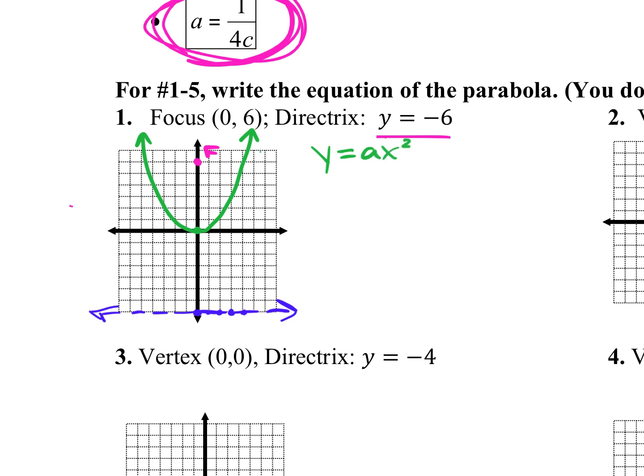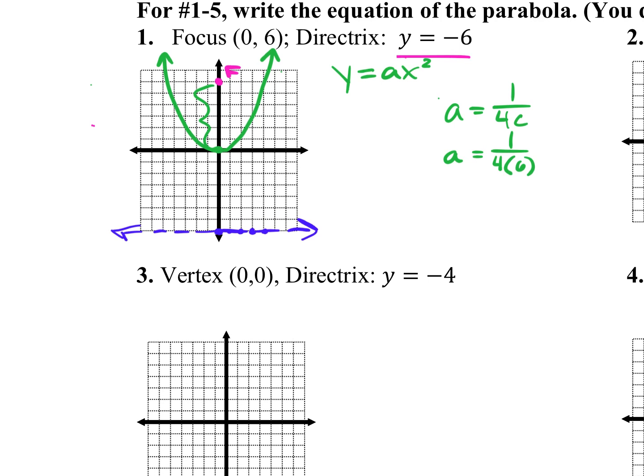So if we know that a is 1 over 4c, then a is 1 over 4 times what? 6. Your c value is from the vertex to the focus, which I wrote wrong here. I mean, it's the same thing, just positive versus negative. So c is 6. So 1 over 24. So your equation is y equals 1 over 24 x squared.